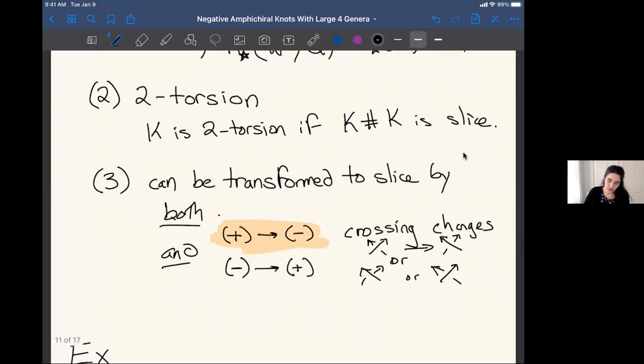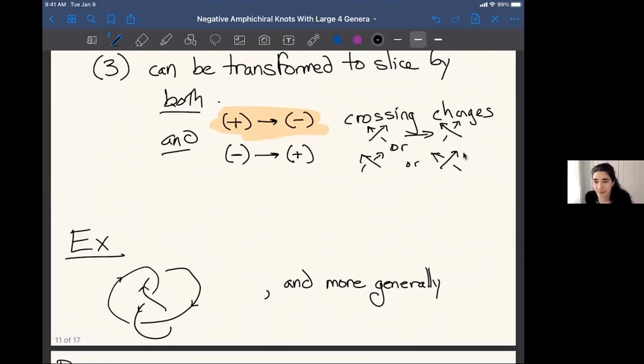Yes. So let me tell you an example, which is the figure 8 knot. And so let me start with the last one, which can be transformed to slice by changing either positive to negative or negative to positive. That one's the easiest to see here. If you change that crossing, you get an unknot even. And that crossing appears to be negative. Also, if you change this crossing, which is positive, you get the unknot.